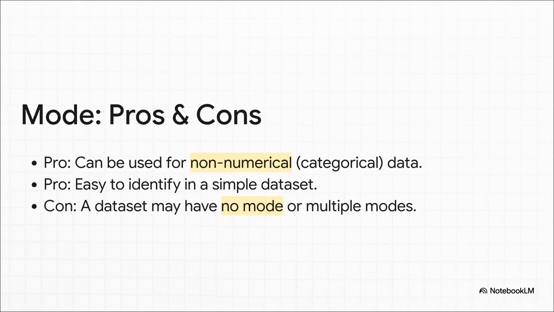So the mode has this really cool, unique advantage. It's the only one of these measures we've talked about that you can use for non-numerical data. I mean, you can't calculate the average eye color, right? But you can absolutely find the most common eye color. That's the mode. The main catch, though, is that sometimes there isn't a mode or there are so many that it doesn't really tell you anything useful about the center.